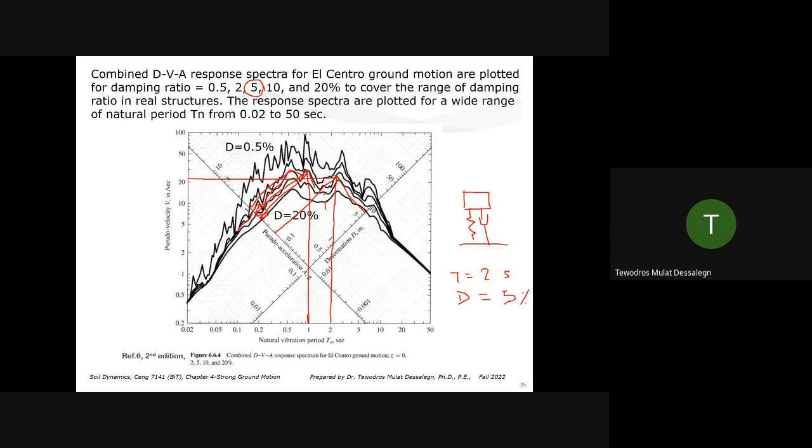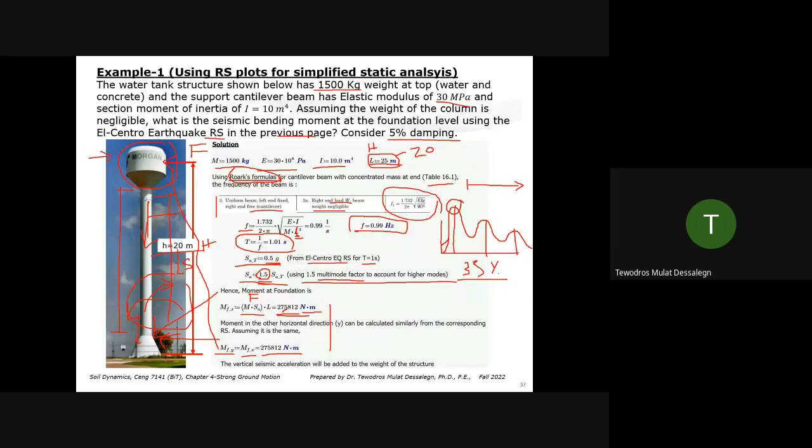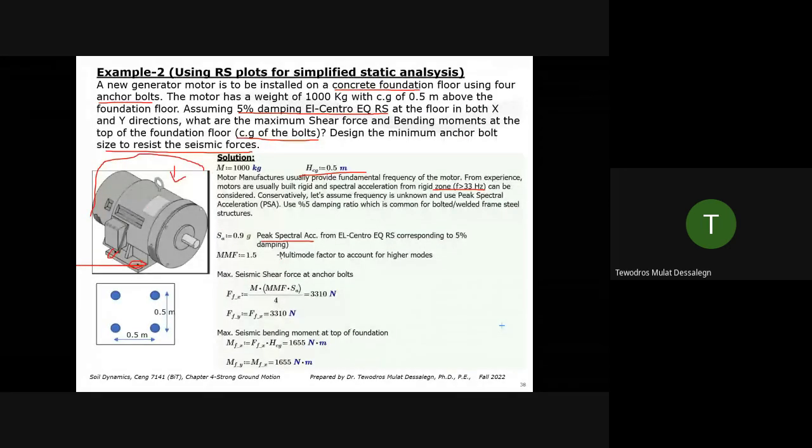Am I in the correct one? Yeah, it's around between 0.9 and 1, somewhere here. If you use the peak value, it doesn't matter, you're bounding all the other values. So if you don't know the period, you can use the peak value conservatively. That's what this example is for. Let's say the peak spectral value is 0.9 G, assuming we don't know our fundamental period. Use your multimode factor and do the same math.